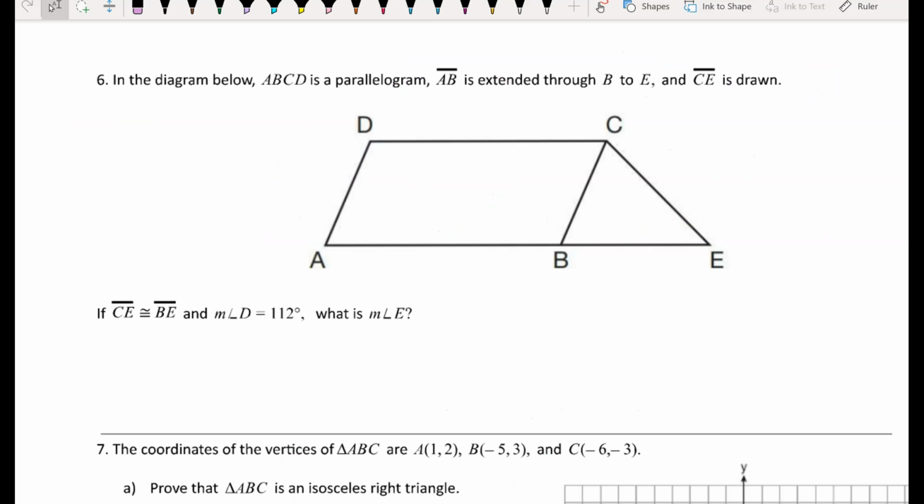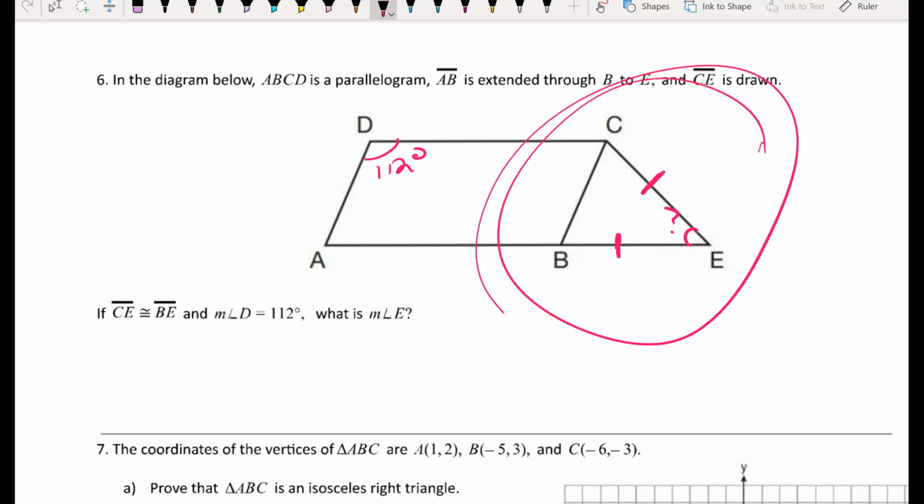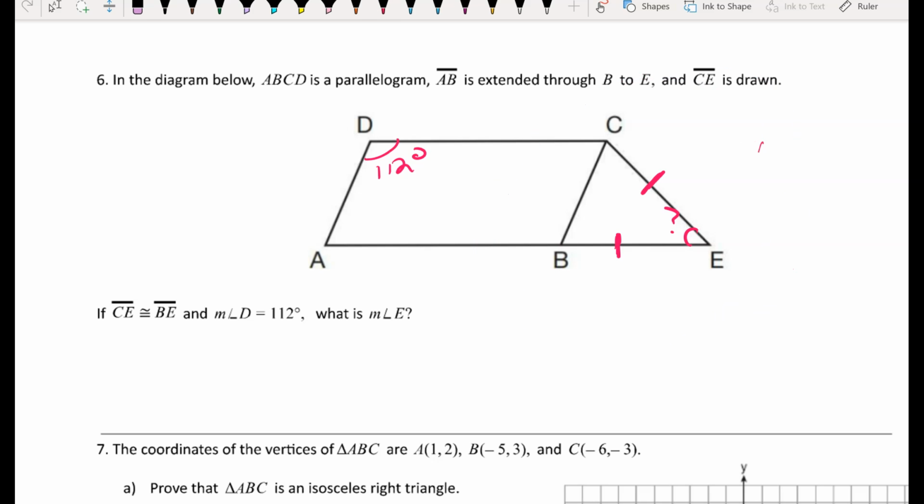In the diagram below, ABCD is a parallelogram. Segment AB is extended through B to E, and segment CE is drawn. If segment CE is congruent to segment BE, and the measure of angle D is 112 degrees, what is the measure of angle E? Well, this is another one of those angle puzzle problems. So if I want to get angle E, it'd probably be helpful to figure out other angles in that isosceles triangle over there.